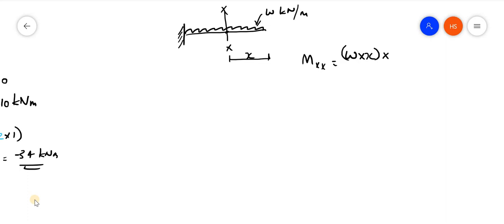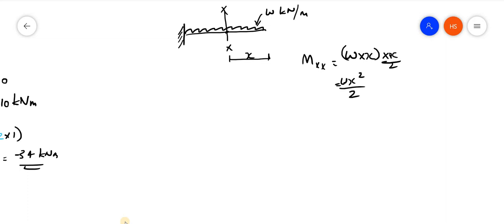Now again, moment means load into distance. W into x is the total load. That load will be acting at a distance of half from this, at the middle. What is the middle? x by 2. So the equation will be W x square by 2.